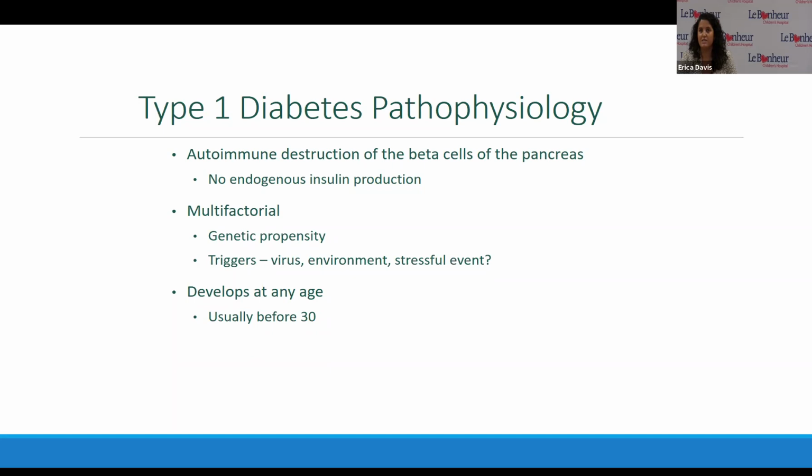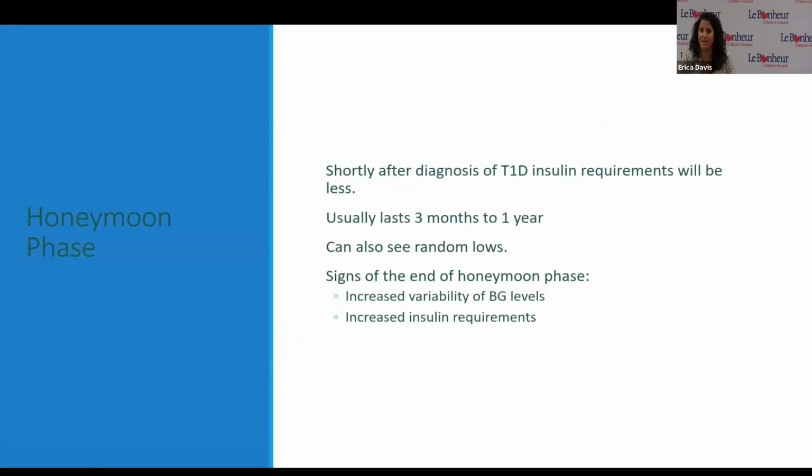One thing that will come into play, especially for you as school nurses taking care of these patients, is this thing called the honeymoon phase. The honeymoon phase is something that occurs shortly after diagnosis of type 1 diabetes. During this phase, the person with diabetes might need less outside insulin.